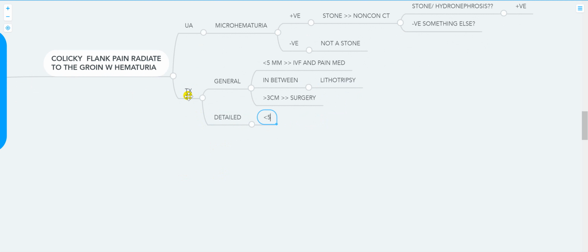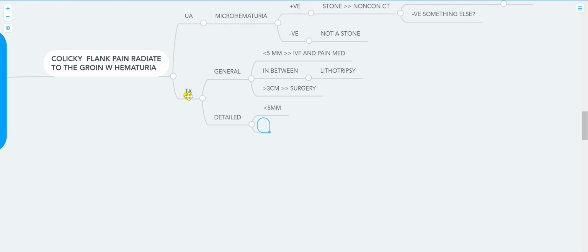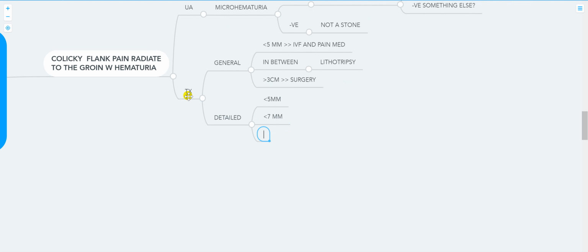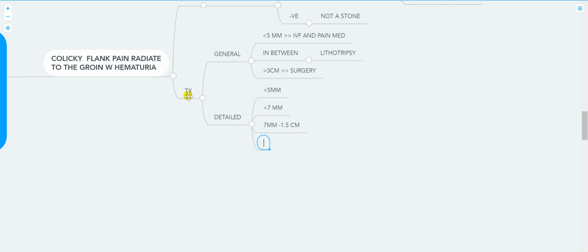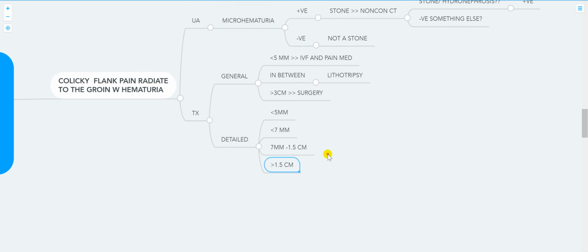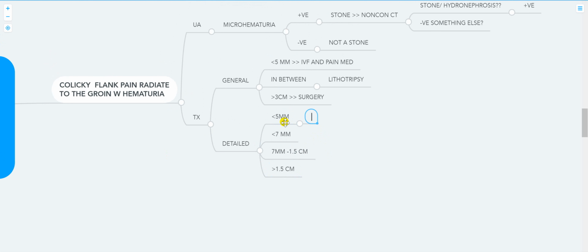If it's less than 5 mm, or if it is less than 7 mm, it's going to be different. Or if it is 7 mm to 1.5 centimeters, it's going to be different. If it is more than 1.5 centimeter, it's going to be different too. So okay, so we have 4 measurements. If it's less than 5 mm, same thing as we said, IV fluid plus pain meds.